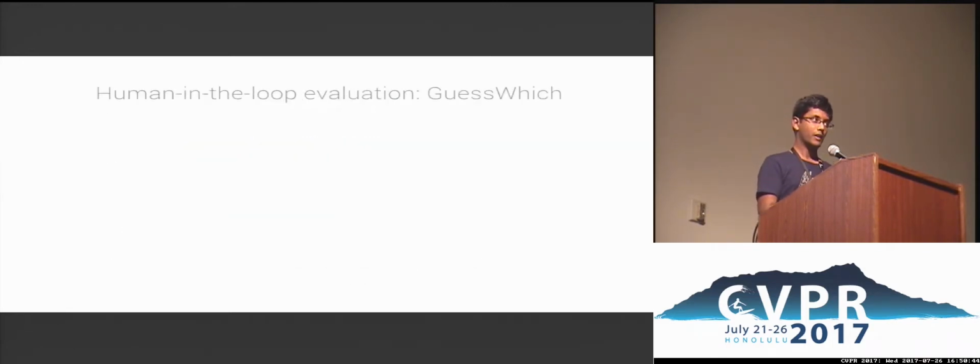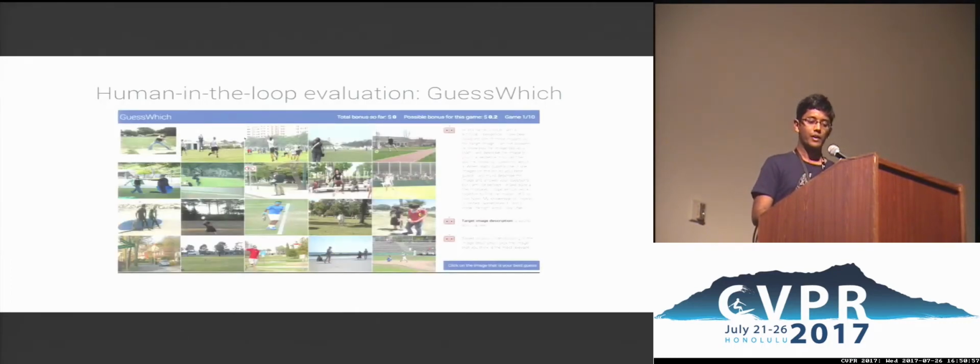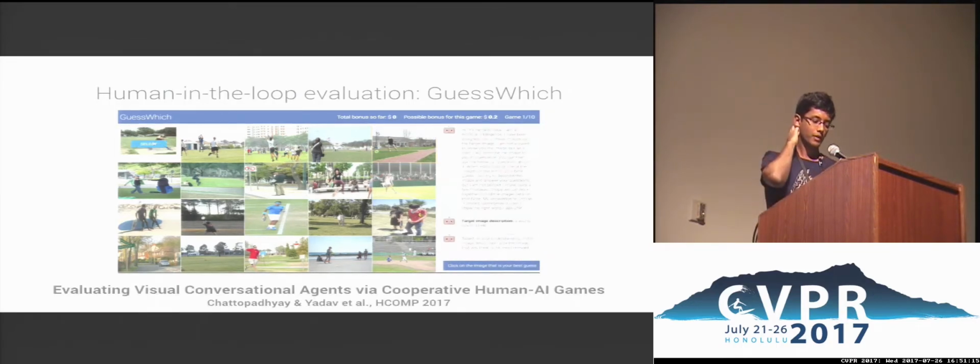In follow-up work, we also have human-in-the-loop evaluation of these models, where we fine-tune these models with reinforcement learning in the way I described earlier, and then we pair the answering agent with a human, and they're actually playing this image guessing game. Given this pool of images, there's a human that's asking questions. For example, what's he doing? He's standing and looking at the camera, and after each question answered, the human is making a guess of what they think the image is. More details of this work are in the recent HCOMP submission from our lab.